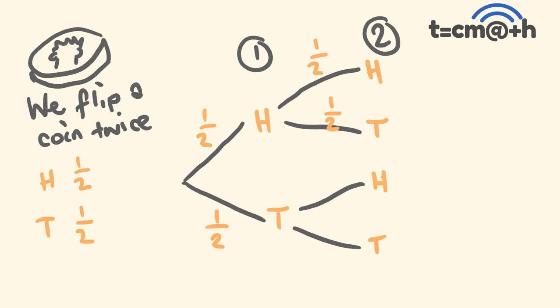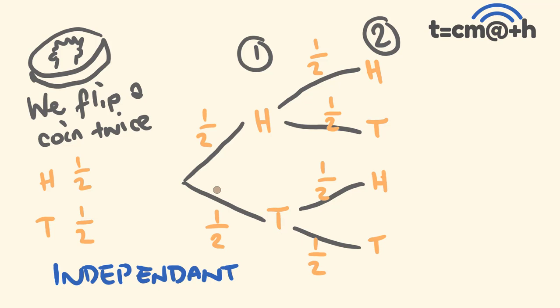I'm actually going to write that down. It's a really important thing to get. This word here: independent. Each outcome, or each event, is independent of the other event. It's not affected by it. So we have a half chance of this occurring and a half chance of this occurring.